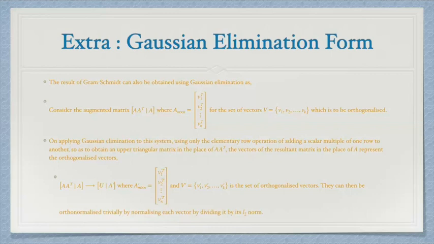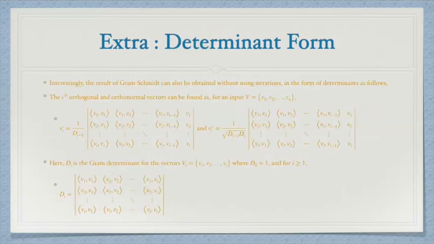Since after we obtain the orthogonalized set, we can simply divide each of these by their L2 norms to get the orthonormalized version. Now, furthermore, this is not the only way we can solve Gram-Schmidt orthogonalization. We can also do it in the form of determinants.